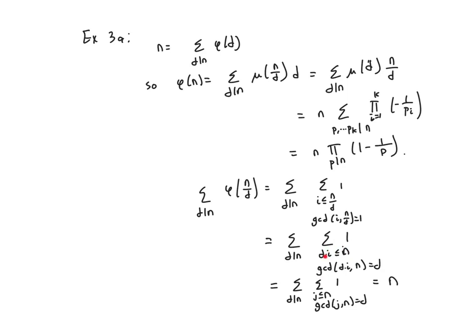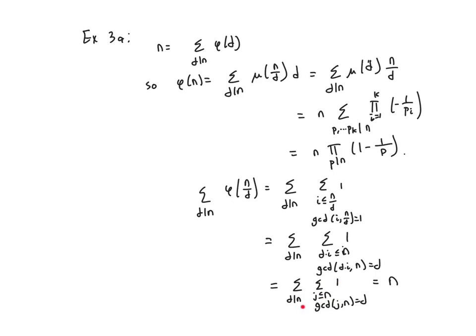But then I see that I can reindex the summation by setting j equal to d times i, and seeing that the GCD of j and n must be d. Why is this allowed? Well, because if the GCD of j and n is d, in particular d is a divisor of j, and so j must be able to be written as d times i for some integer i. So even though this looks like a loss of generality, it's not.